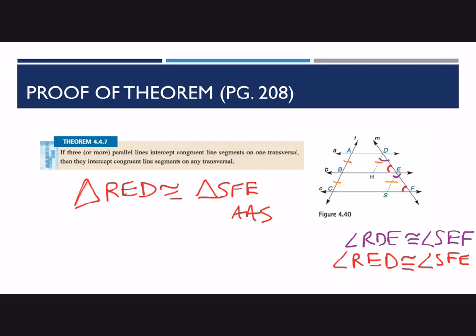And then I can use CPCTC to say that DE is congruent to EF. And then that's what we were trying to prove. We were trying to prove that these new intercepted line segments are also congruent to each other.